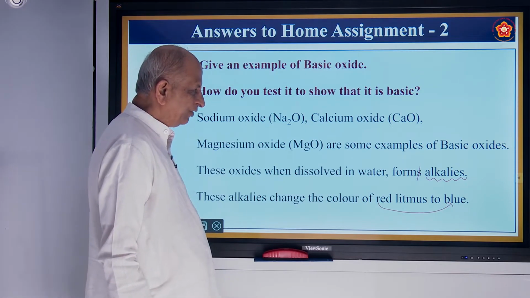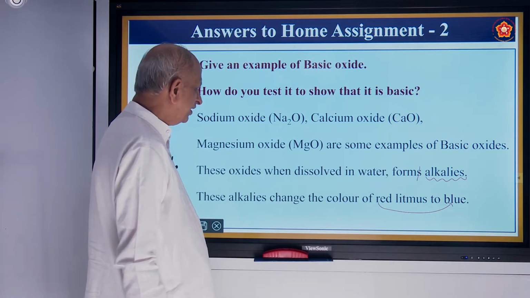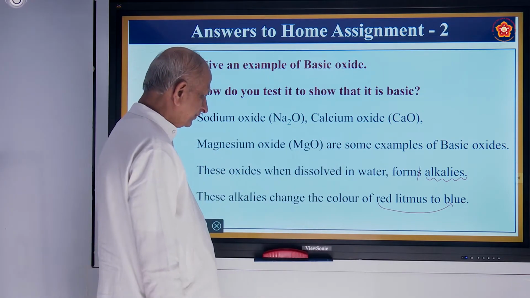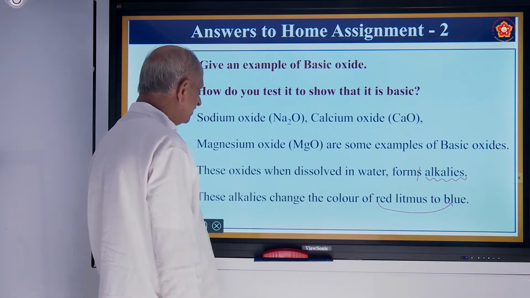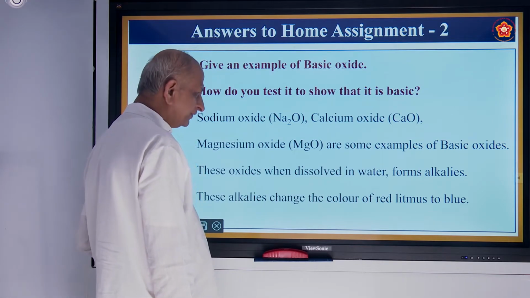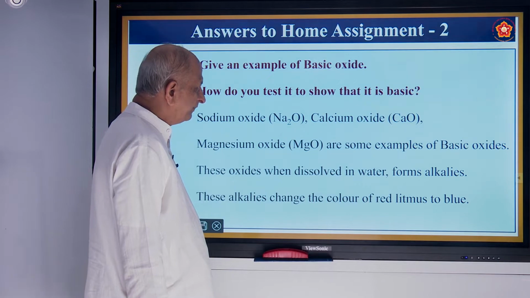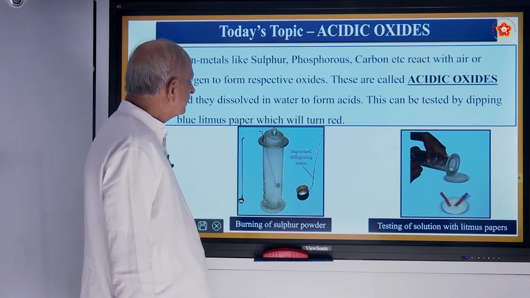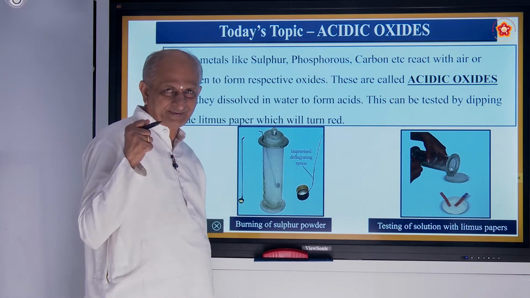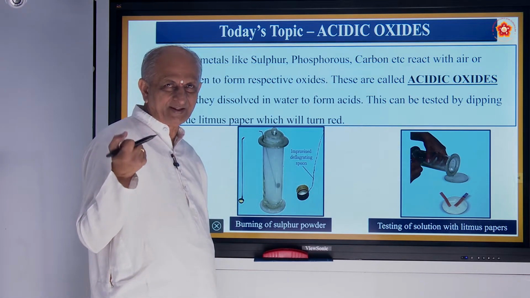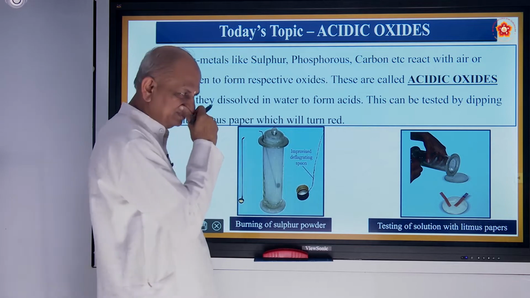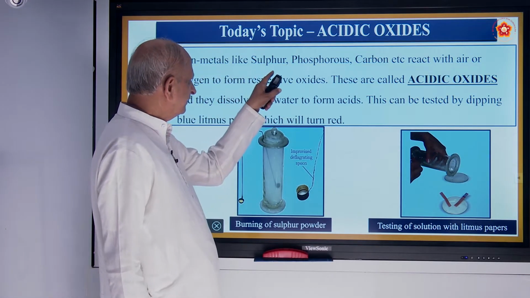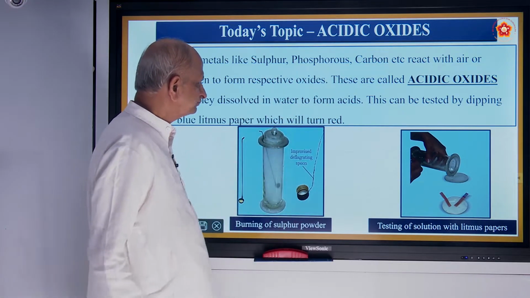Chromium oxide, cobalt oxide you can have. All these oxides are basic in nature. These are the answers for the home assignment. Now let us come to today's topic. What about non-metals? About metals we have discussed. Non-metals like sulfur, phosphorus, carbon.